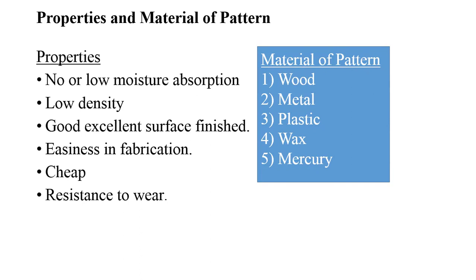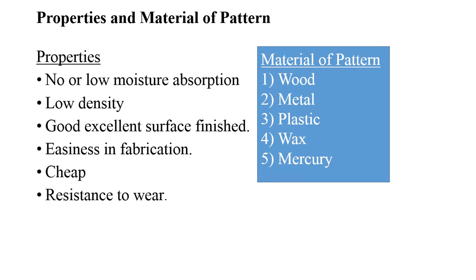Next is what? Low density. If it has a low density, it is easy to handle the pattern while making a cavity in the sand. The next is it should have an excellent surface finish. Whatever the surface finish of the pattern is, the same surface finish will be impressed on the sand cavity. And once you pour your molten metal into the cavity, whatever the surface of the sand cavity is, the same will appear on your casting component. So for that reason you require an excellent surface finish on your pattern.